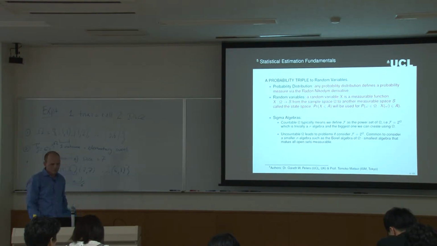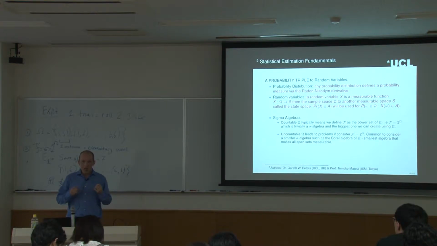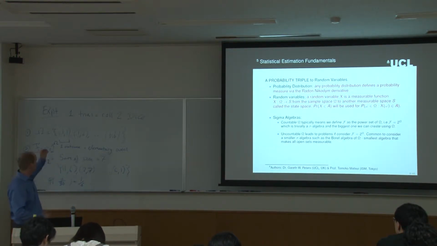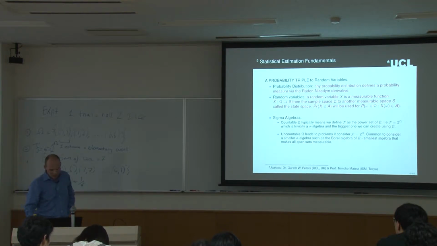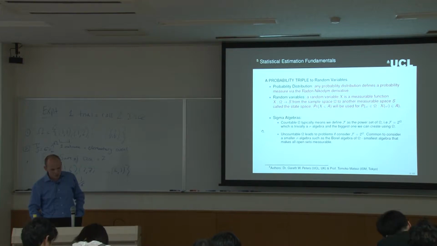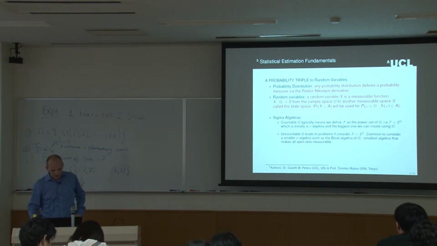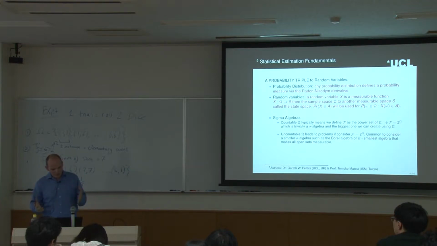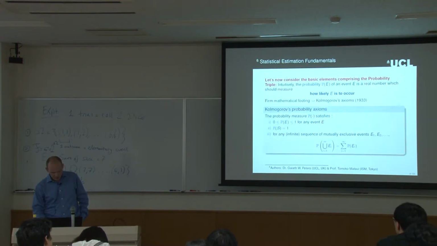So this is our definition of a random variable. And now if we think about sigma algebras, there's two types we can consider. A countable omega, which typically means we can define F as the power set, as I was showing earlier, which you can trivially show to be a sigma algebra and is in fact the biggest sigma algebra you can construct using this sample space. And then you have an uncountable omega, but this leads to problems if you just use the power set, and you have to consider something slightly different, such as a Borel algebra of omega. But we don't go into that in this lecture, so I'll skip over that.